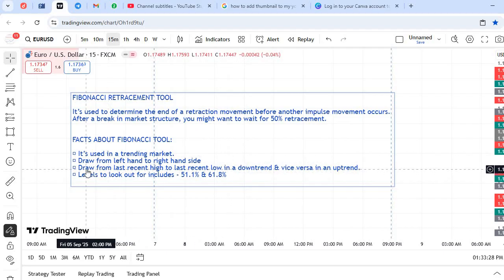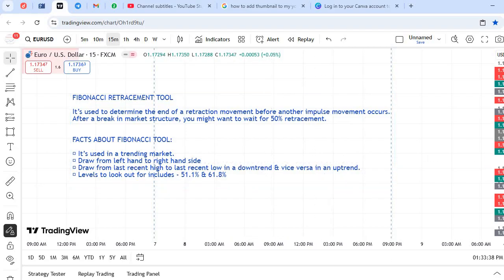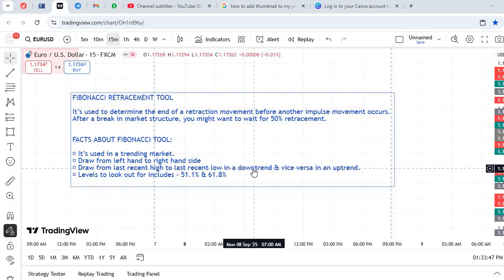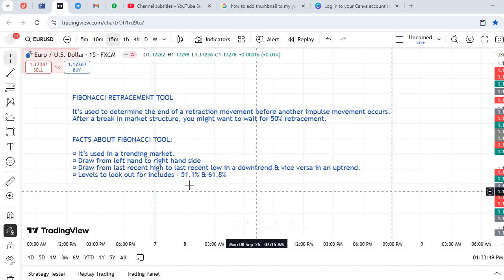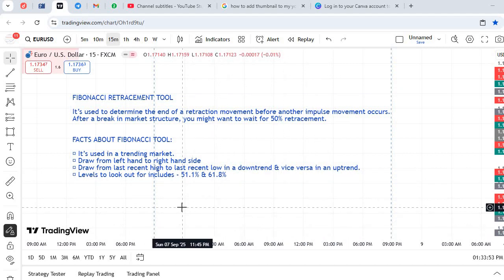Then number three is that you draw from the last recent high to the last recent low in a downtrend, and vice versa in an uptrend. That means in a downtrend, you are drawing from the last recent high to the last recent low, and in an uptrend, you are drawing from the last recent low to the last recent high. I'm going to show you.